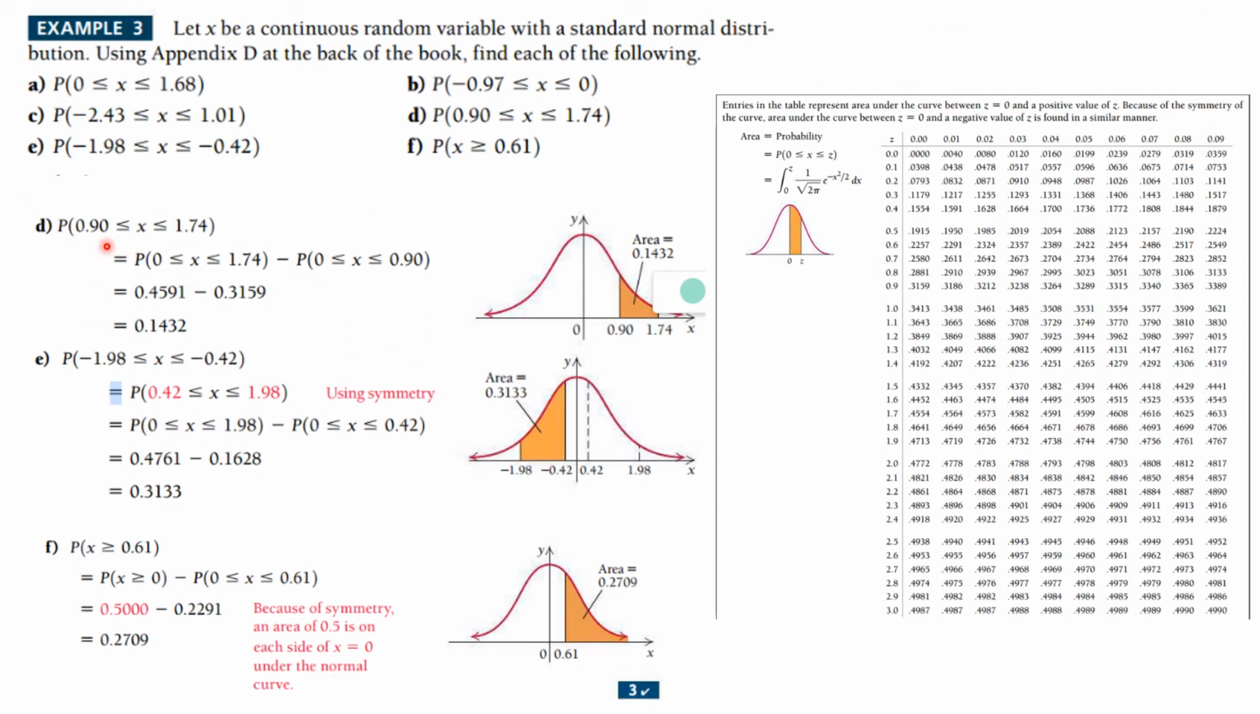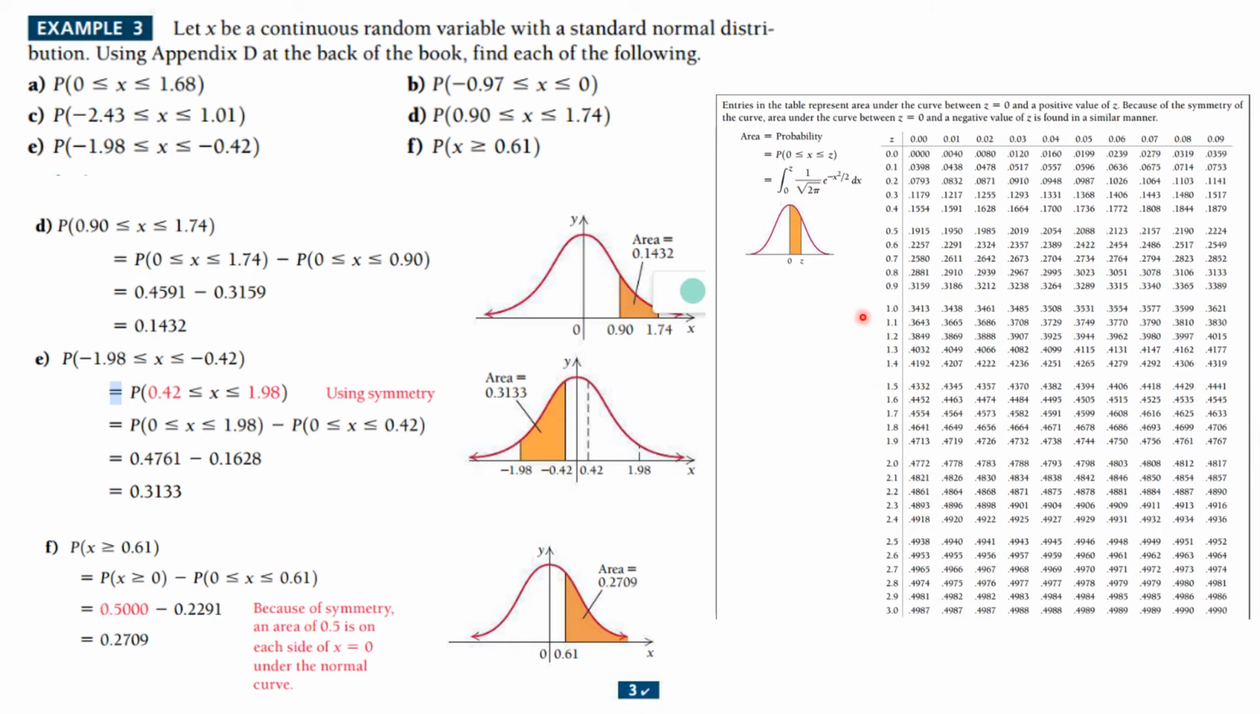So here I want to find the area between 0.9 and 1.74. Now this is different. I'm going to find what is the area between 0 and 1.74 from the table. So let's look at 1.74, and we can see that that is going to be this 0.4591. And then I'm going to say what is the area going from 0 up to 0.9.